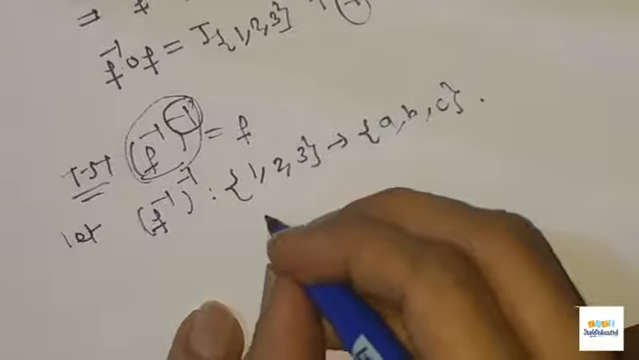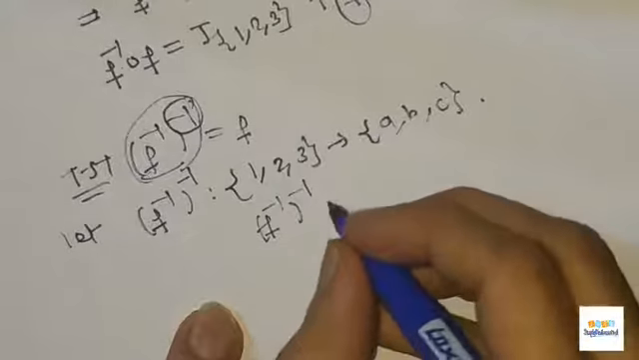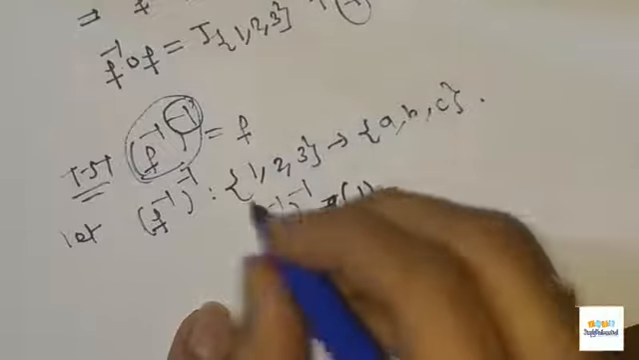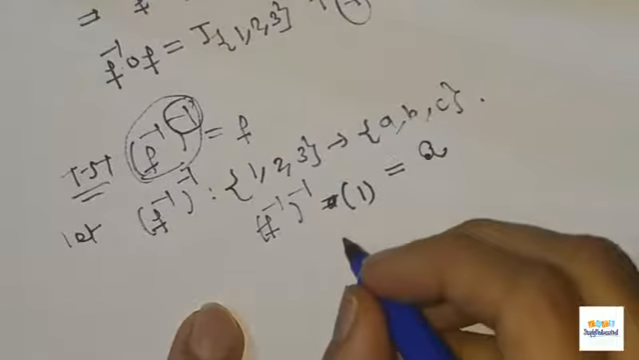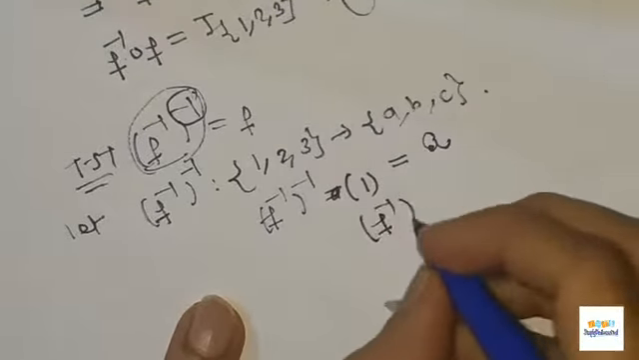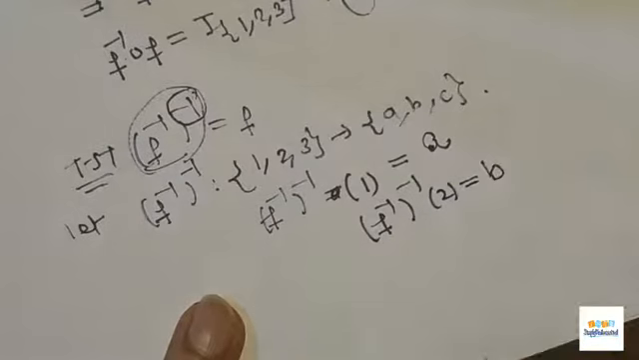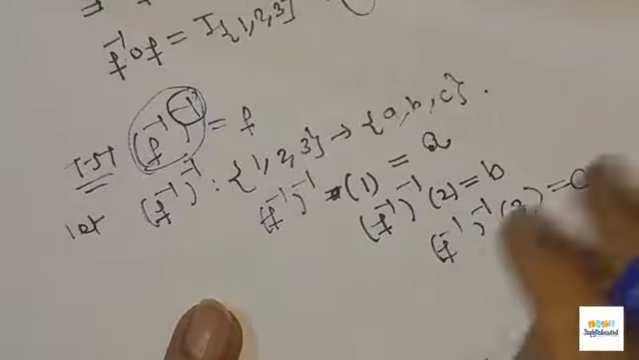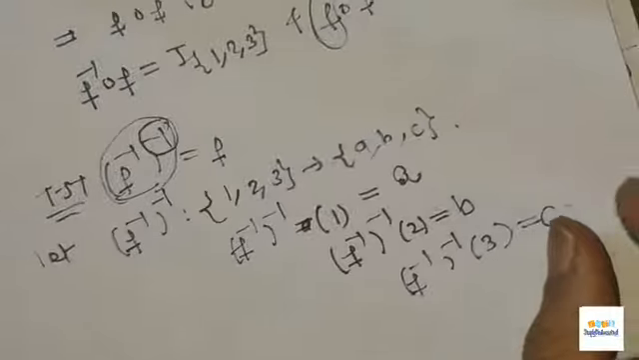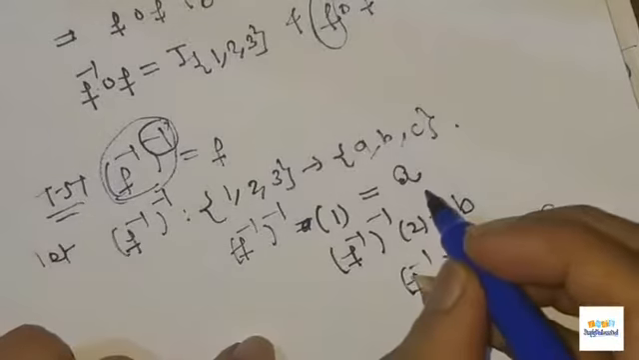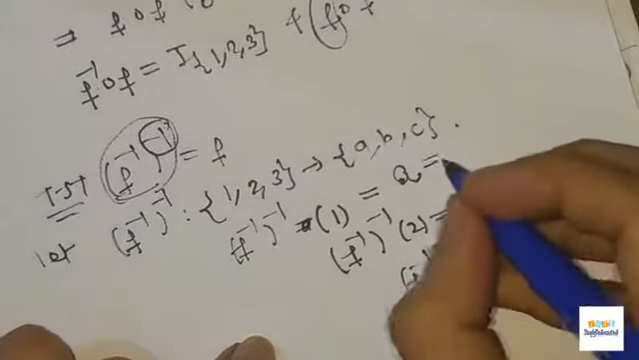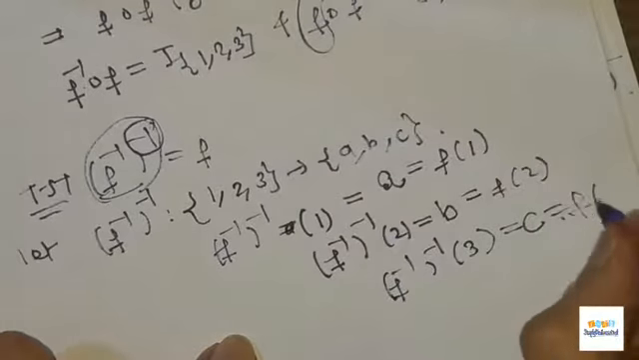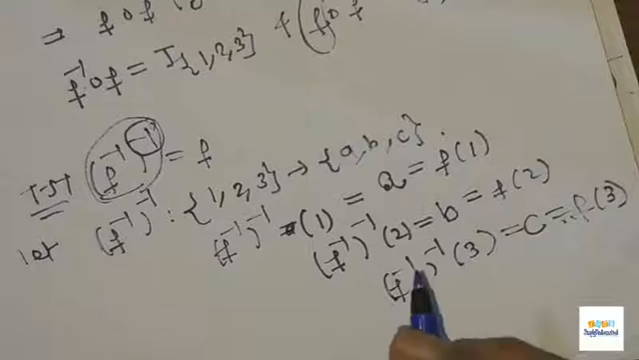So now what can we take as the definition? We can take the definition as f inverse of 1 equal to a, then f inverse of 2 is equal to b, and f inverse of 3 is equal to c, okay? So if you look at this function and the function f, you know that f of 1 is a, also f of 2 is b, also f of 3 is c, right?